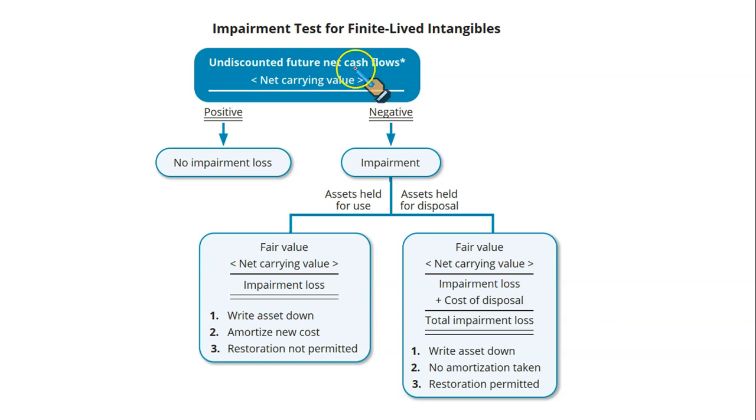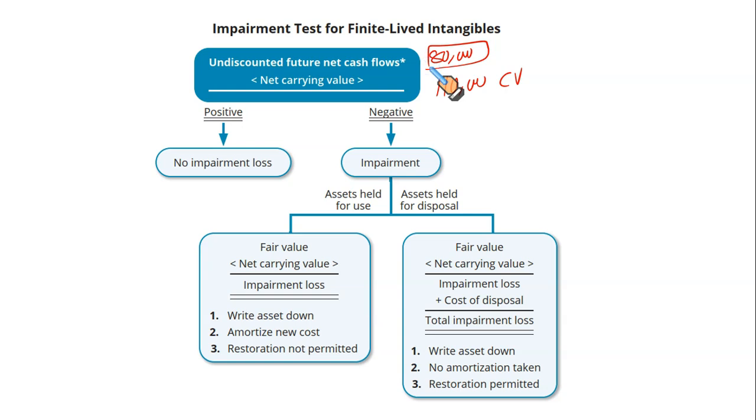So undiscounted future net cash flows, let's say, taking new numbers, are $80,000 and your net carrying value is, let's say, $65,000. So your net carrying value is 65, undiscounted future cash flows is greater, bigger number, no impairment, do nothing. The issue comes when your undiscounted future cash flows are 80, but your net carrying value is more, let's say 110. So clearly carrying value is more than the undiscounted future cash flow. So it's an indication of impairment.